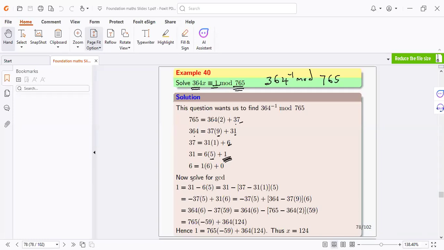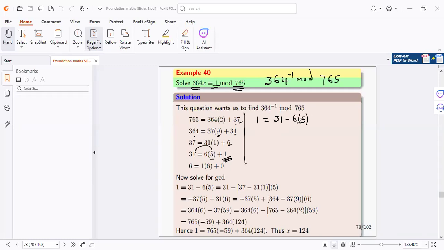Make 1 the subject of the formula. So 1 will be the same as, just reverse this. Just repeating for the sake of anyone who might have forgotten, this will be the same as this.